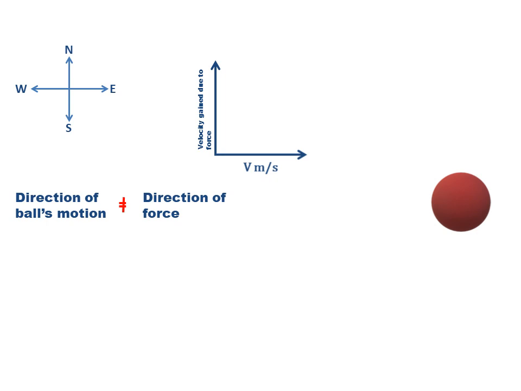Why? We know according to Newton's law, if there is no force in a particular direction, then there is no change in velocity in that direction. Here, there is no force along the eastern direction, so the velocity in that direction is unaffected. So after the hit, the final velocity of the ball will be the vector sum of these two velocities, which is this. This gives the direction of motion of the ball after the hit.